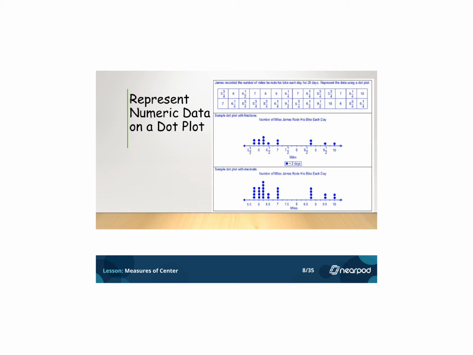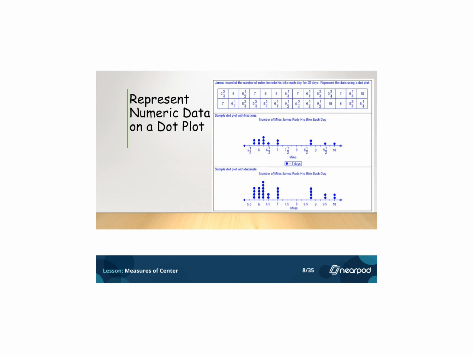We look down below, there is a key right here. What does it say? For every dot represents 2 days. For every dot, it equals 2 days. So in reality, if we didn't have that key, we would put 4 dots. 1, 2, 3, 4. However, it tells us that 1 dot is equal to 2 days. So we have 4 days at which he drove 5 3/4, we only need 2 dots.